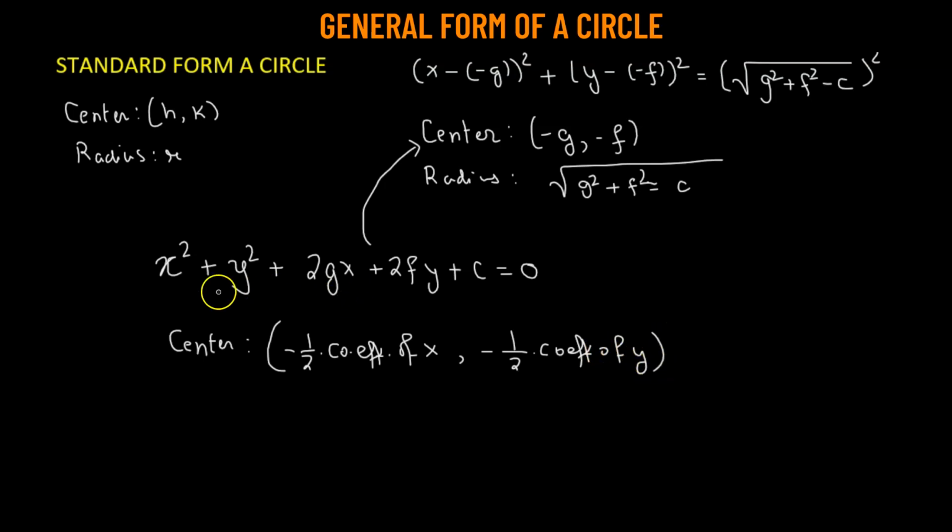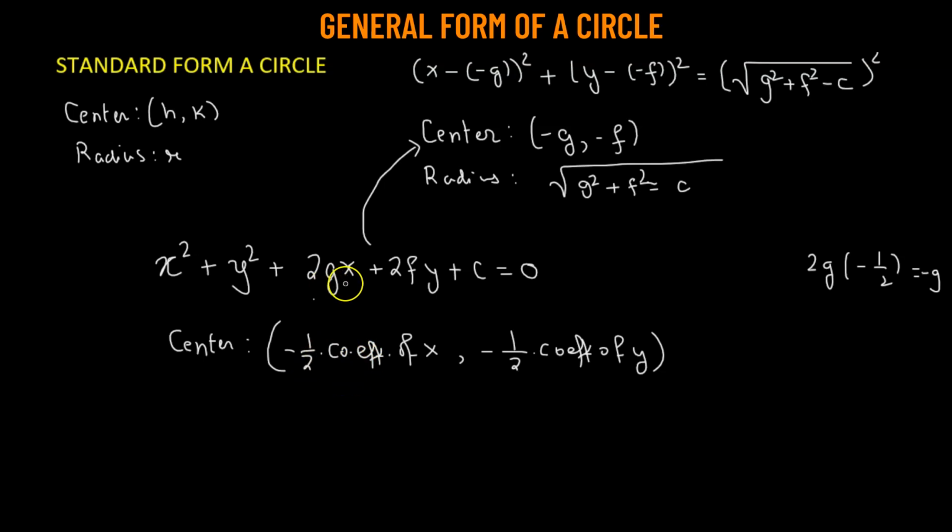Now see, if we look at the general form of our equation, what is the coefficient of x? Not the x squared, only the coefficient of x that we have to take care of. So it's 2g. The coefficient of x is 2g. If we multiply it with negative half, this will become negative g, and negative g is nothing but the x coordinate of our center. So this is another way of writing the same thing, and it becomes easier to remember also.